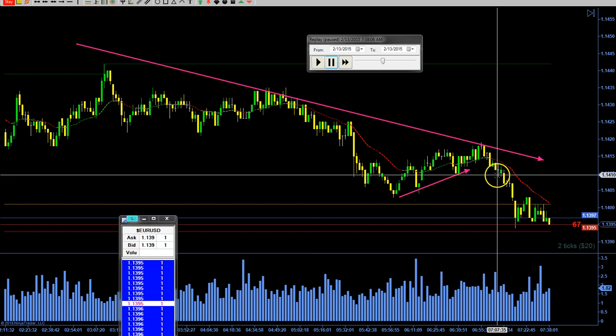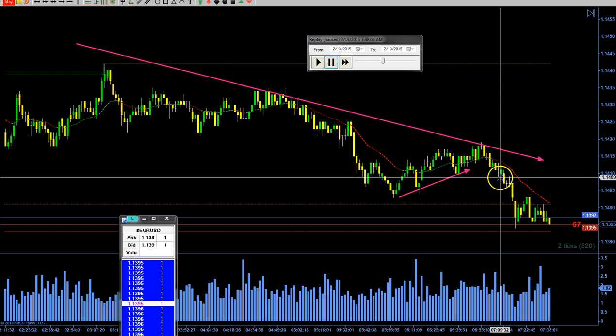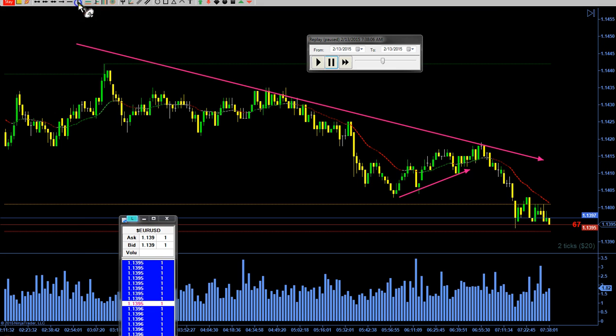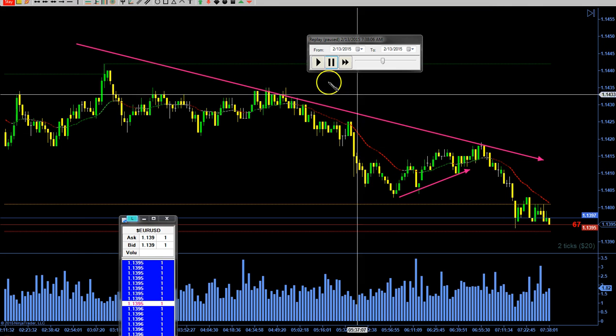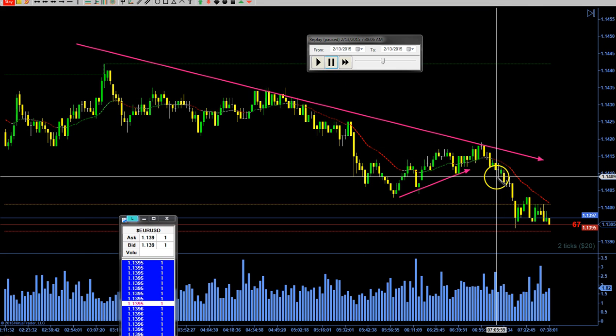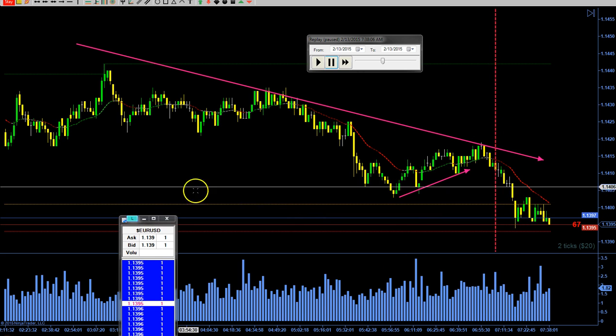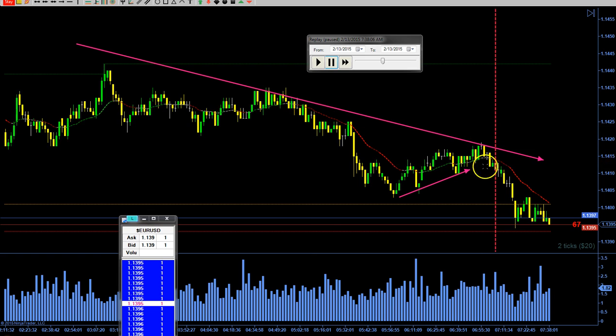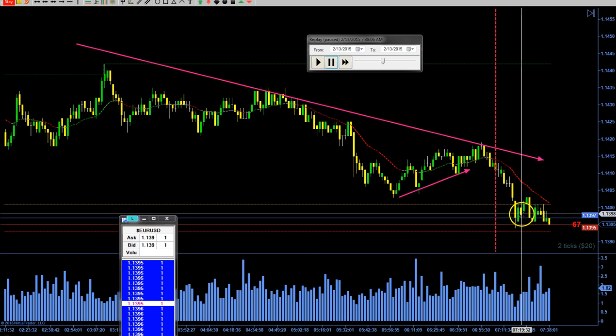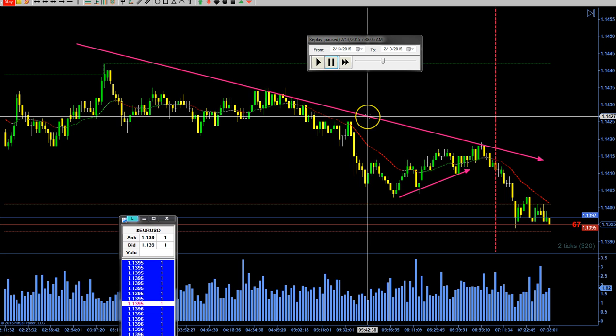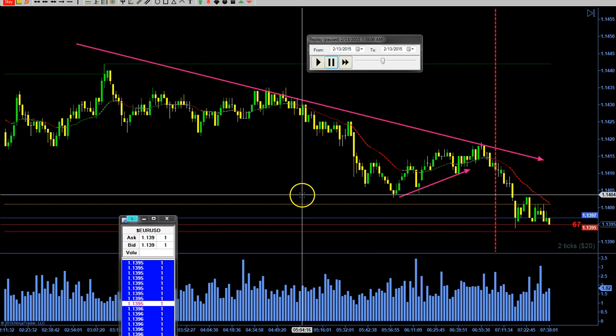However, once we've broken that low, then our trend is likely to continue. So from this point right in here, we're free to look for short trades again, because we've now started back down in a down cycle of our downtrend.